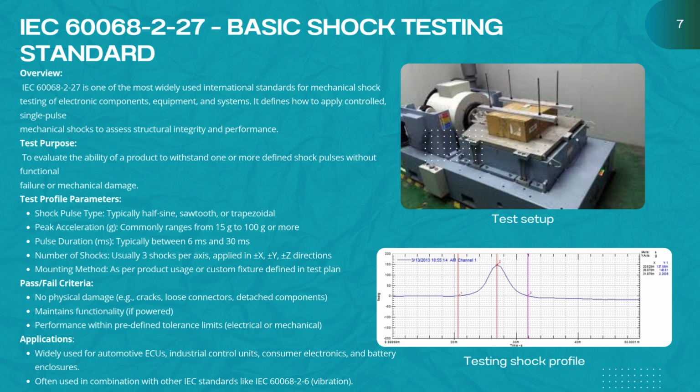This standard is commonly used for automotive ECUs, control units, electronics, and battery enclosures, often alongside vibration testing standards like IEC 60068-2-6. The images on the right show a typical test setup and an example of a recorded shock profile.